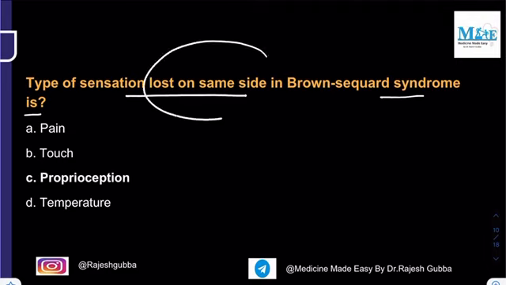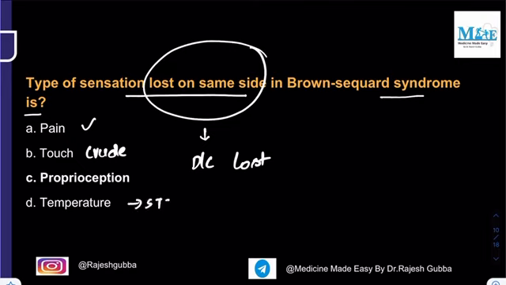So, what type of sensation is lost on the same side in Brown-Sequard syndrome? What is that we have discussed? It will be the dorsal column sensation that will be lost. Pain, as well as crude touch and temperature, are carried by the spinothalamic tract. Spinothalamic tract sensations are lost on the contralateral side, whereas proprioception, the dorsal column sensation, is lost on the same side in case of Brown-Sequard syndrome.